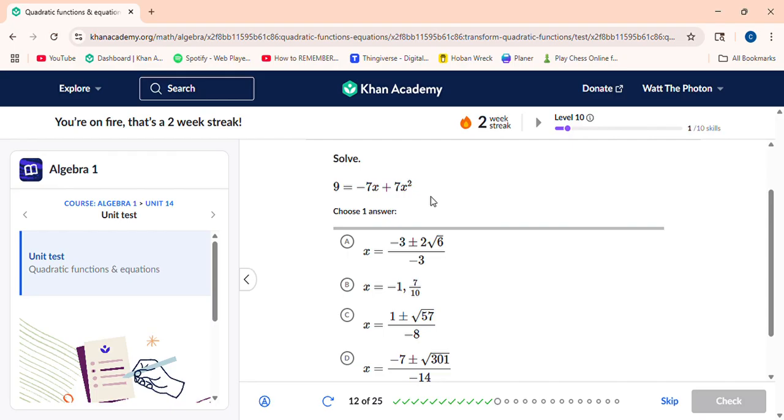Solve. We have 0 is equal to 7x squared minus 7x minus 9. So we can divide by 7. We get 0 is equal to x squared minus x minus 9 over 7.